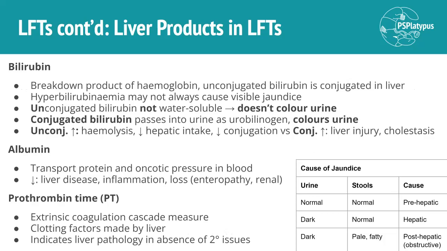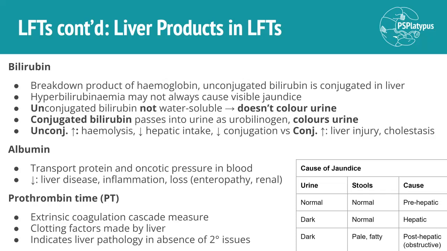I'll talk through bilirubin first. Bilirubin is a breakdown product of hemoglobin, and you get unconjugated bilirubin from that. That unconjugated bilirubin, which is fat soluble and water insoluble, is conjugated in the liver into conjugated bilirubin. Now, conjugated bilirubin is water soluble.